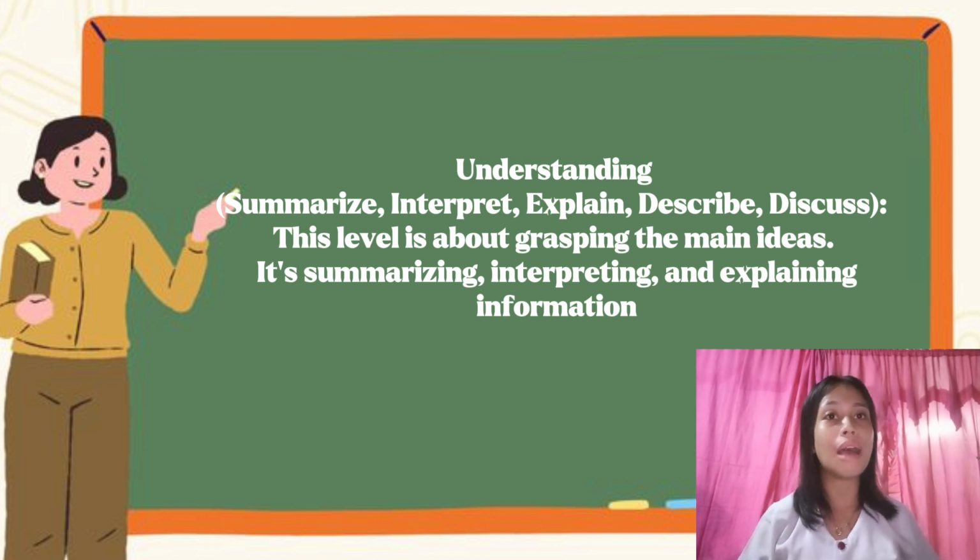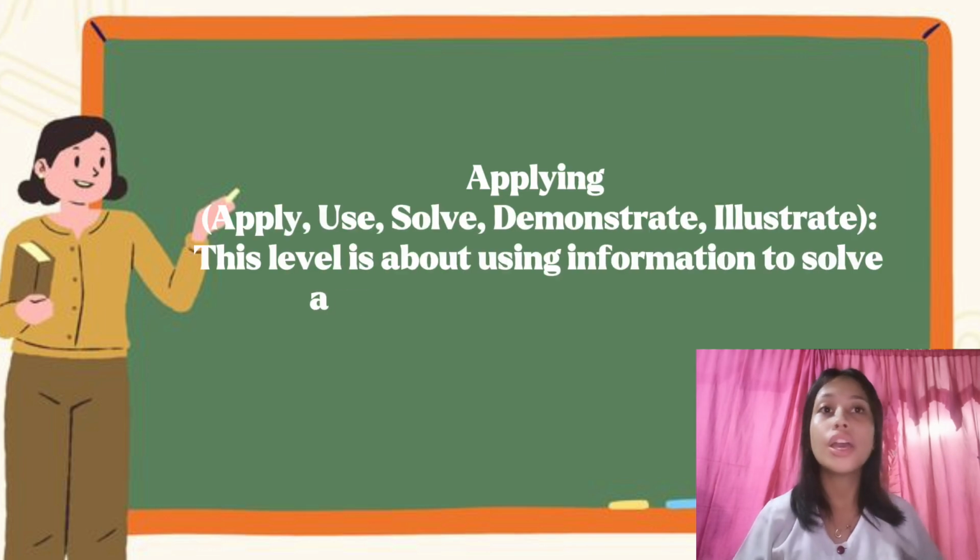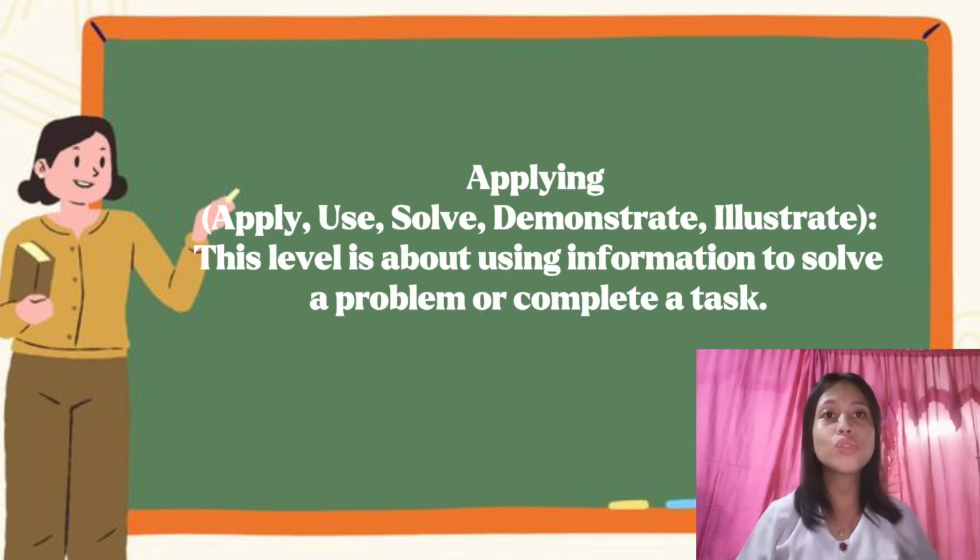Third, we have applying. This is to apply, use, solve, demonstrate, and illustrate. This level is about using information to solve a problem or complete a task. It's applying what you've learned to a new situation. For example, write a letter to the main character advising them on what to do next.